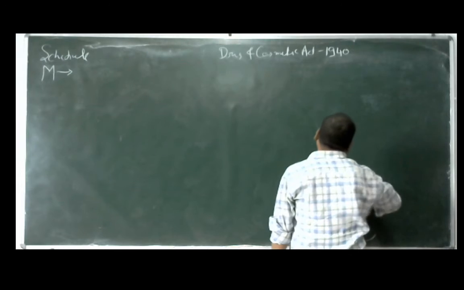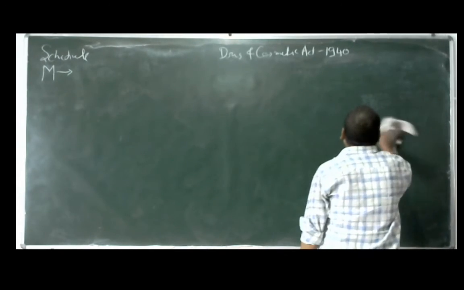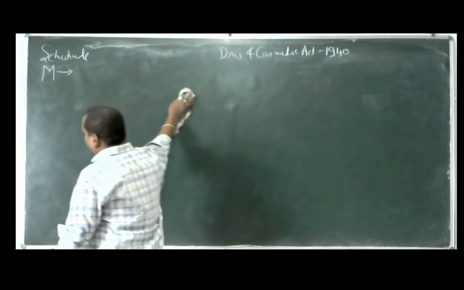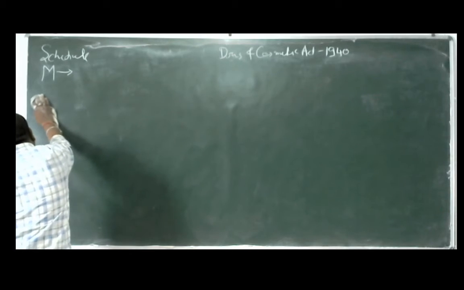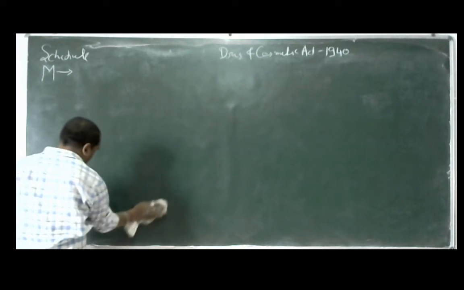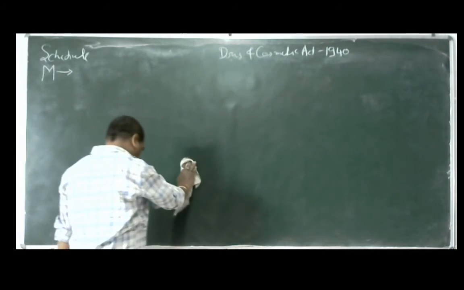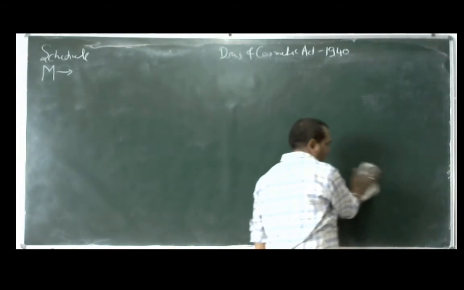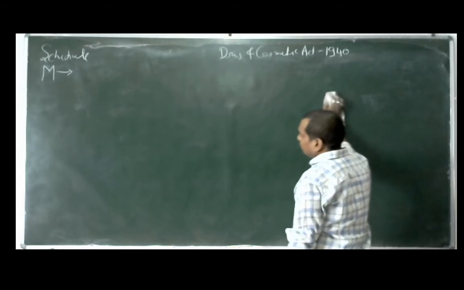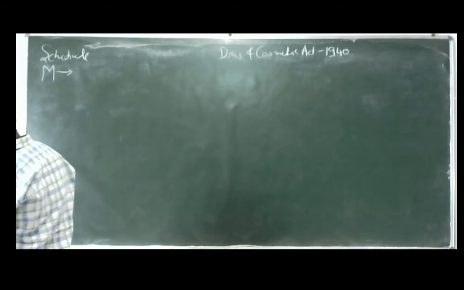Schedule M is the most important schedule for the manufacturing process. All the provisions of Schedule M denote what procedure should be used for GMP, good manufacturing practices.